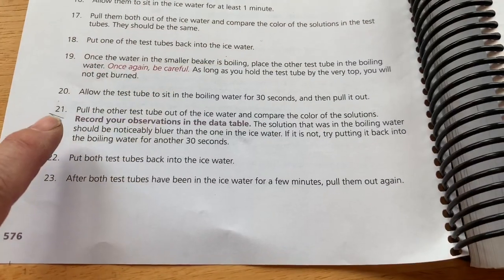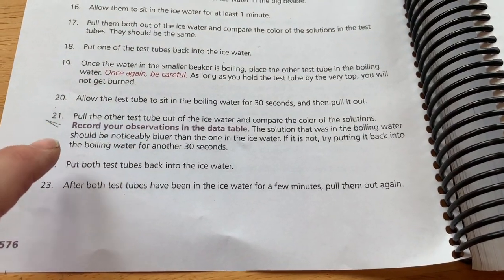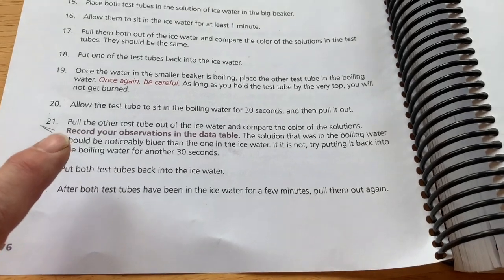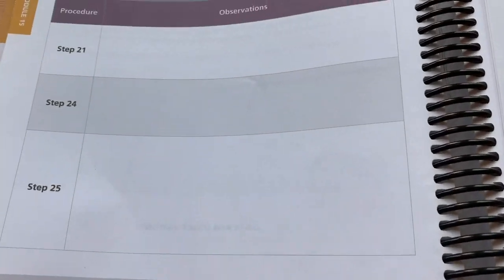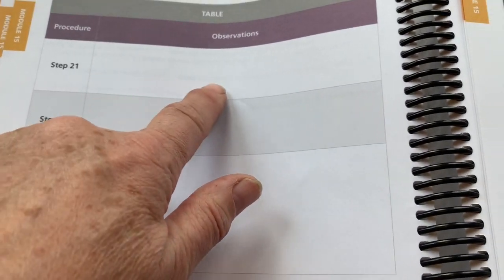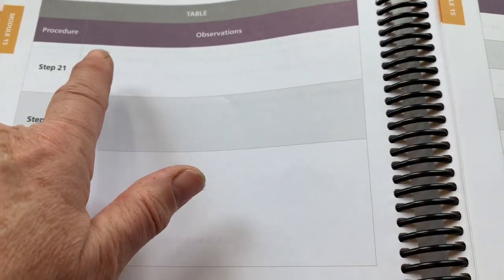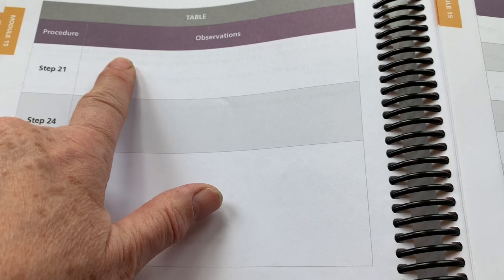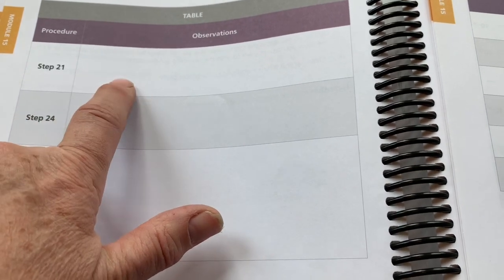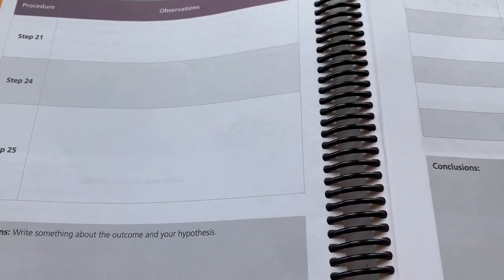That's kind of pretty, actually. Step 21, we pull out the other test tube from the ice water, compare them, and record our observations in our data table. That's on page 178, step 21. So you're supposed to write down what you saw, and that the one that had been in the heat is noticeably bluer than the one that has been in the ice water.